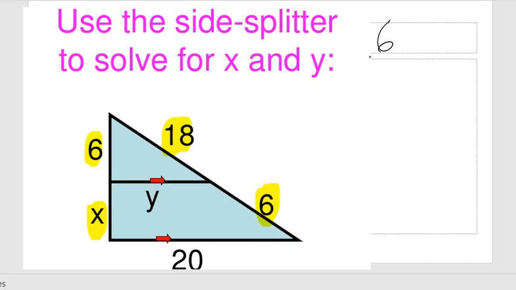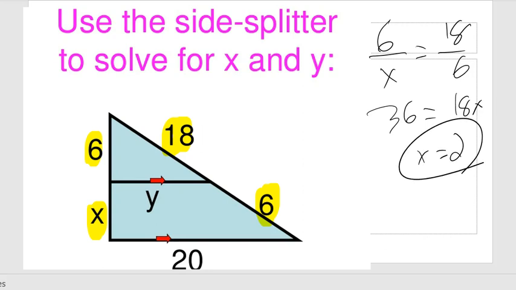So it's simply 6 over x equals 18 over 6. And if you did 6 over 18 and x over 6, it's the same thing. You get 36 equals 18x, which x comes out to be simply 2. Now, to find my y, I'm going to use the colors in yellow again. You can see I changed them.